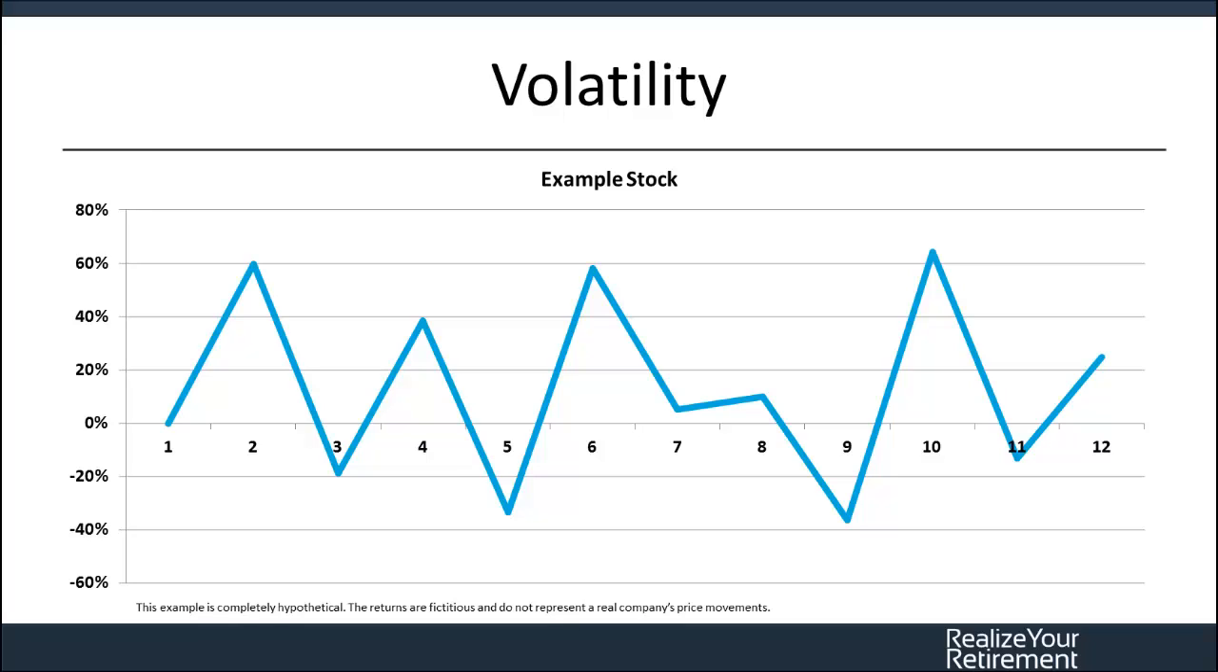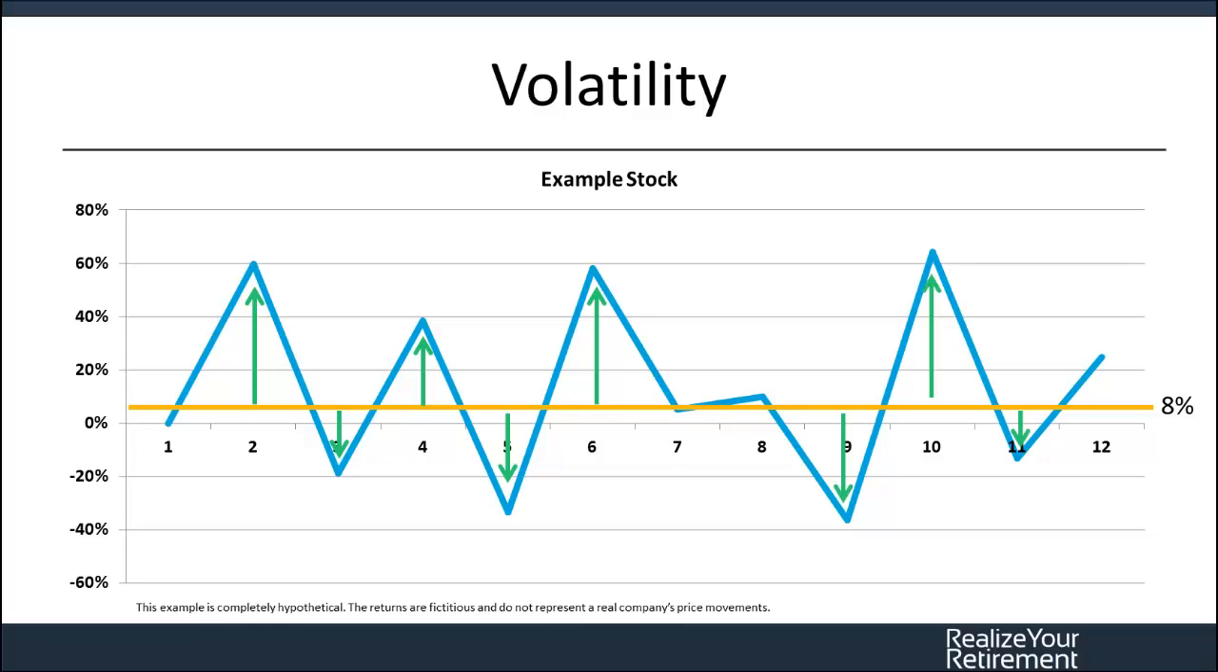So here we have the percent returns of the same example stock we just saw. The average return per period is 8%, which is demonstrated with the yellow line. While the average return is 8%, as you can see, each year the returns vary greatly from the 8%. In year 2, the stock is up around 60%, then it's down 19%, then up 38%, then down 33%, then up 58%, and then up and down various amounts.